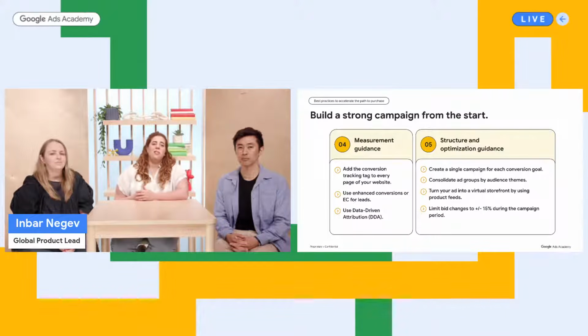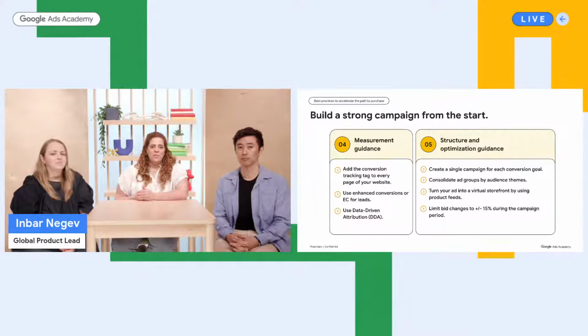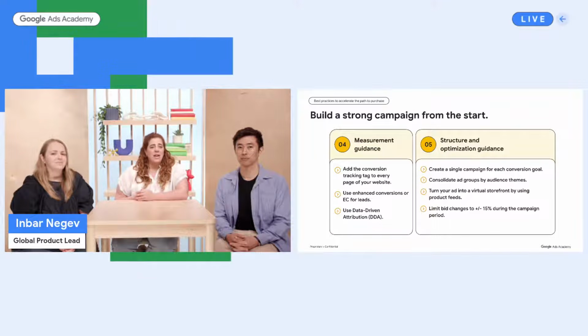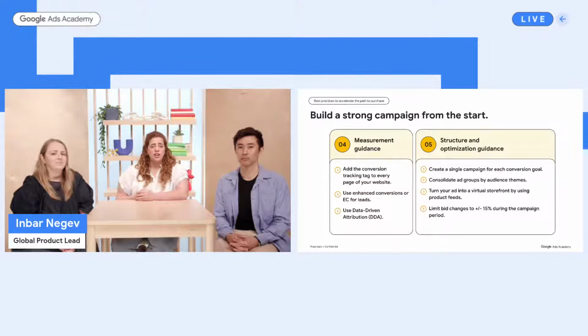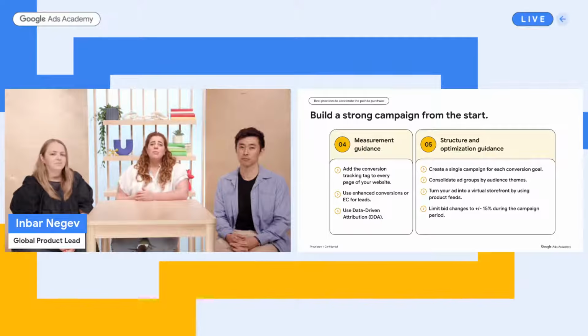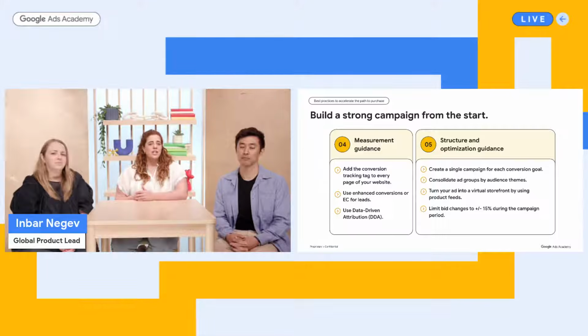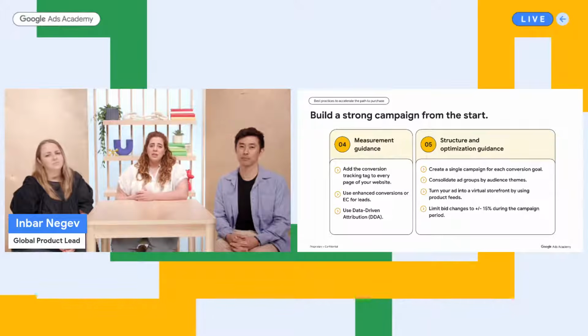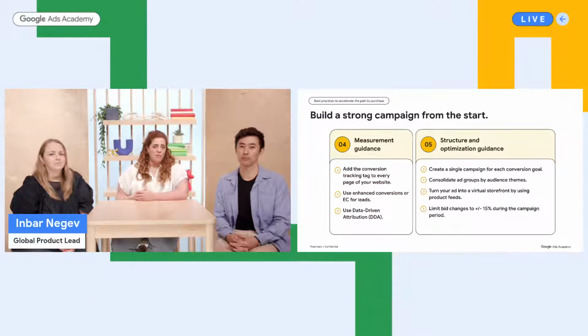Two more important topics are measurement, and we'll get to the next one in a second. So I'll start with measurement because I think it is crucial to determine campaign success. Please make sure your base is solid. And what I mean by that is ensure your conversion tracking tag is on every page of your website. This improves conversion tracking accuracy and grants access to features like enhanced conversions and cross-account conversion tracking, which help prevent conversion loss. We also recommend using data-driven attribution, or DDA for short. It's the default when you create a conversion goal, so we advise keeping it on.